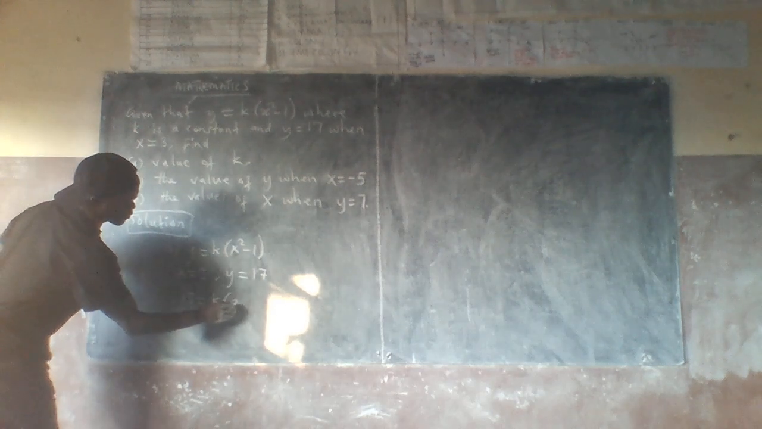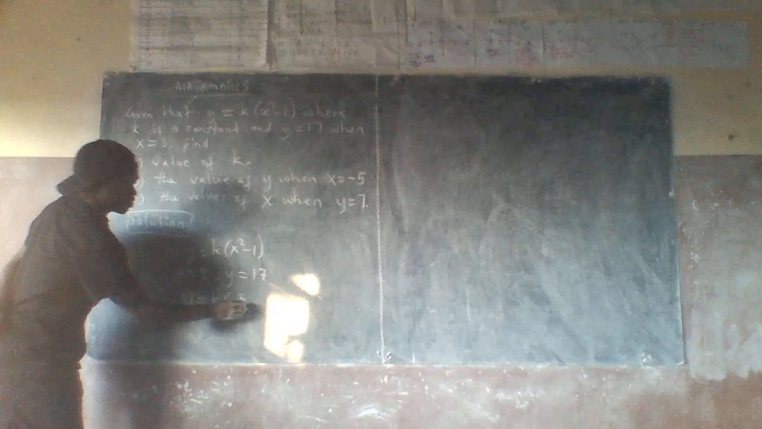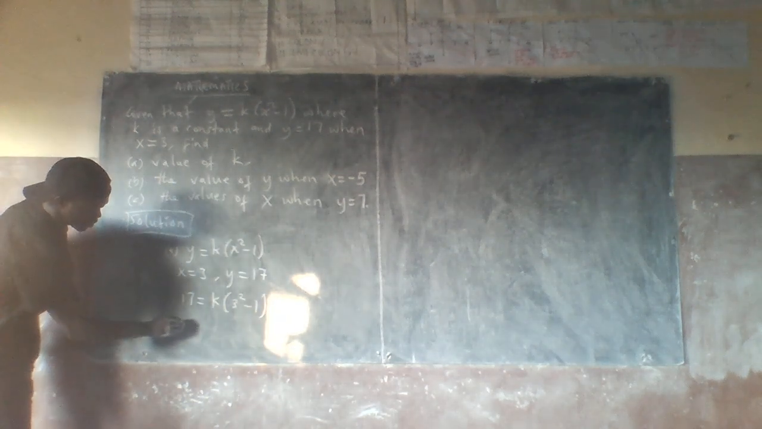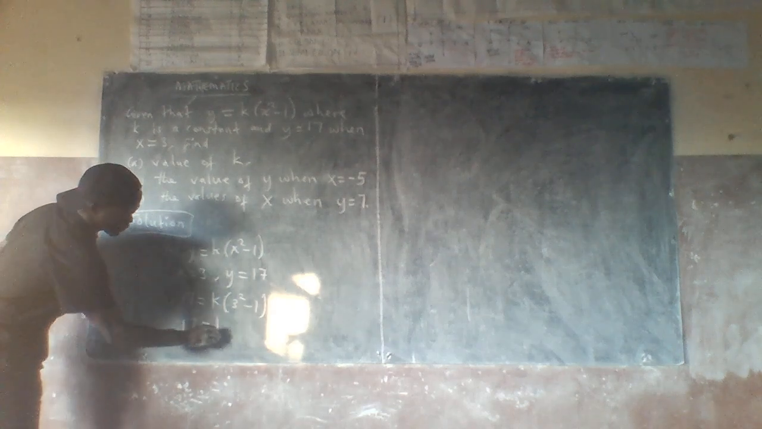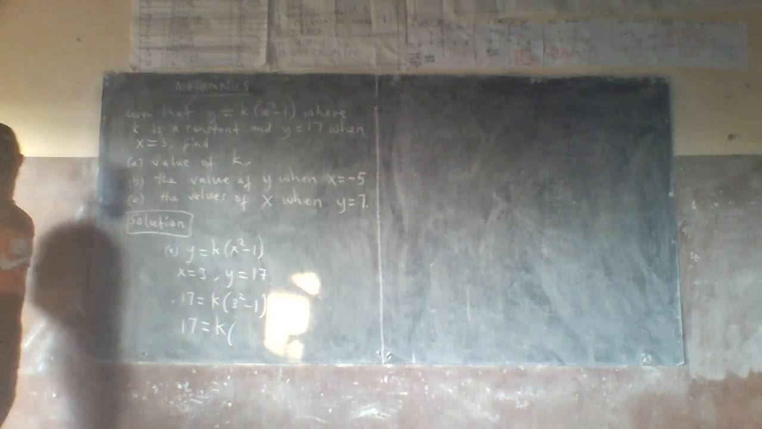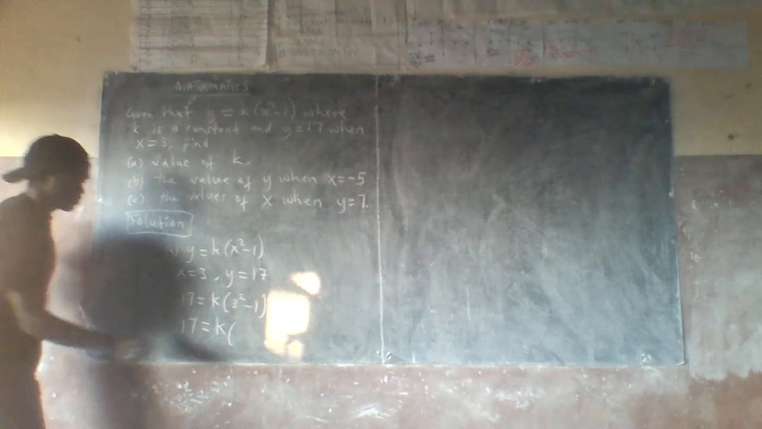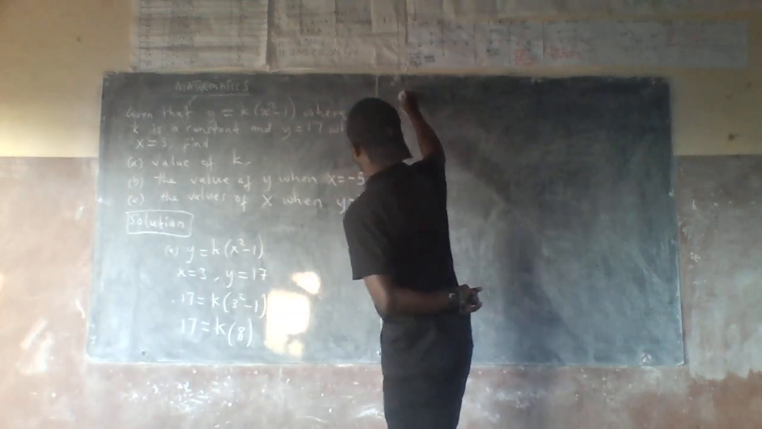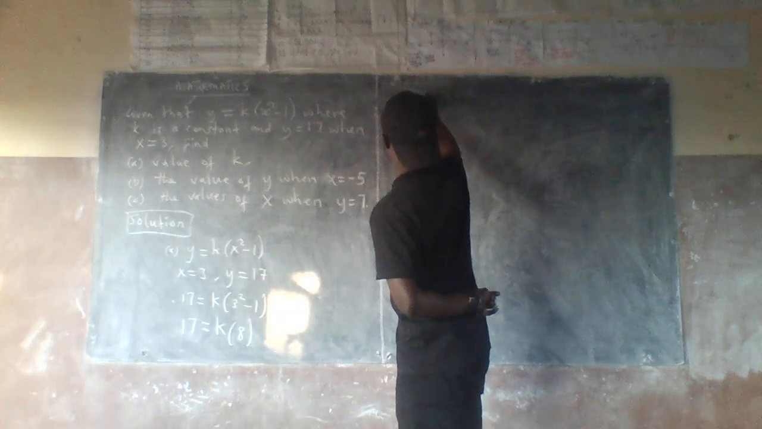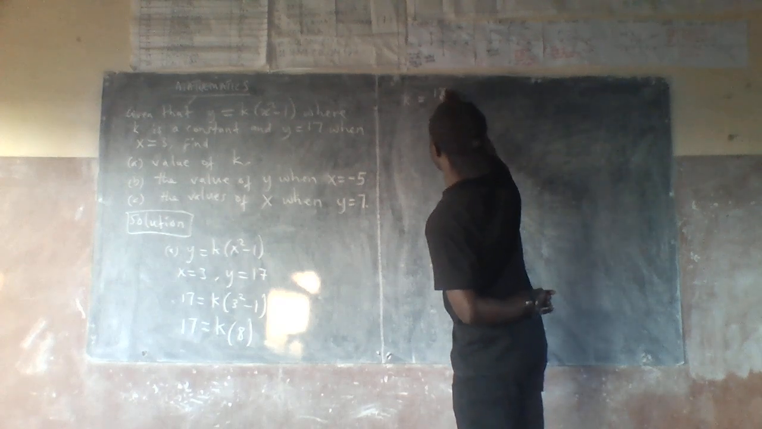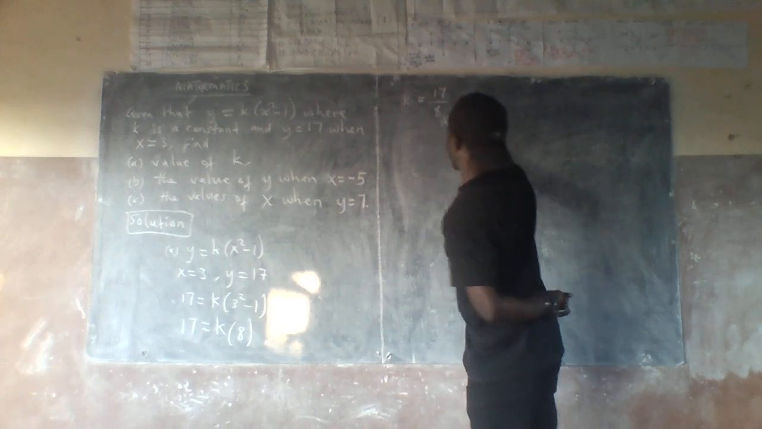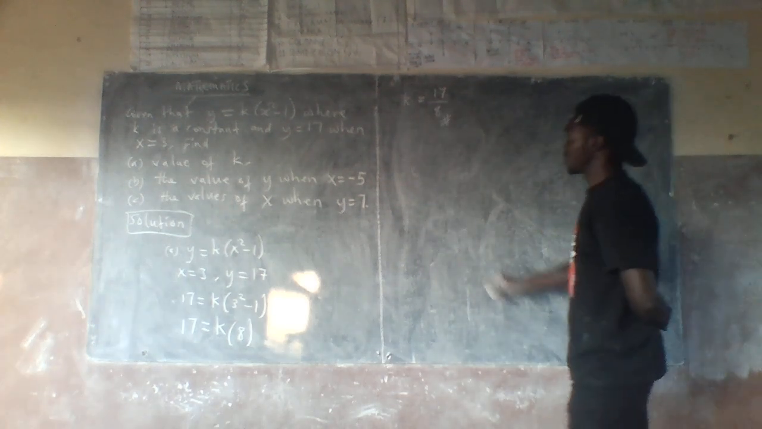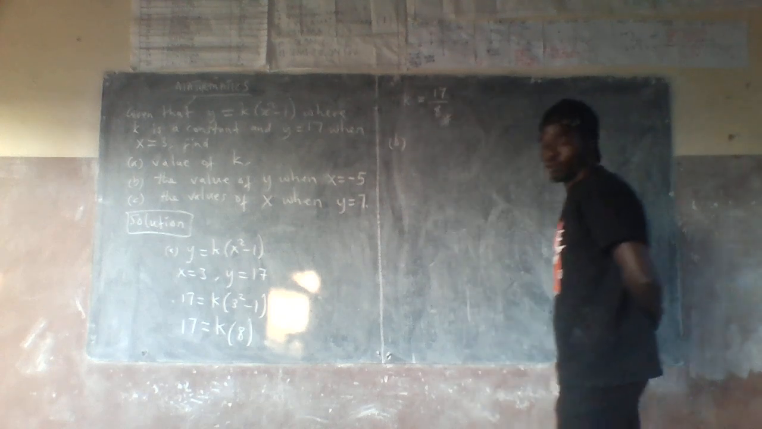Then x, like that. Three squared, 9 minus 1. So k equals 17 over 8. Then we go for B.